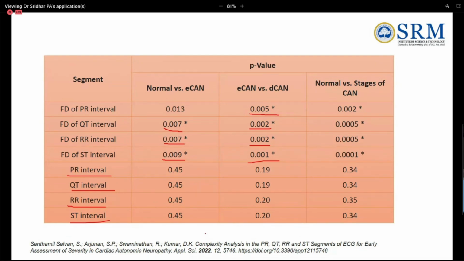So this study was published in the Applied Sciences journal.